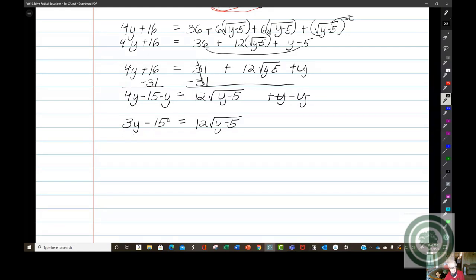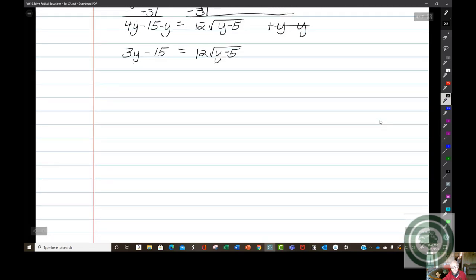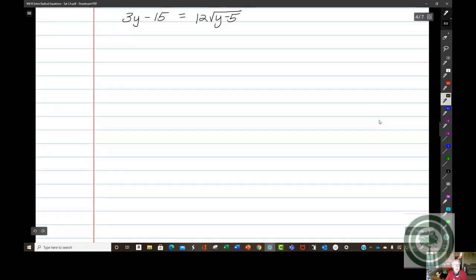Okay. Now, if you were doing this in real life, and it really represented something, you probably would not have a very convenient GCF to pull out. Or you might have. It's hard to say. But here, notice that 15 is 3 times 5. So we have a GCF we can pull out here.